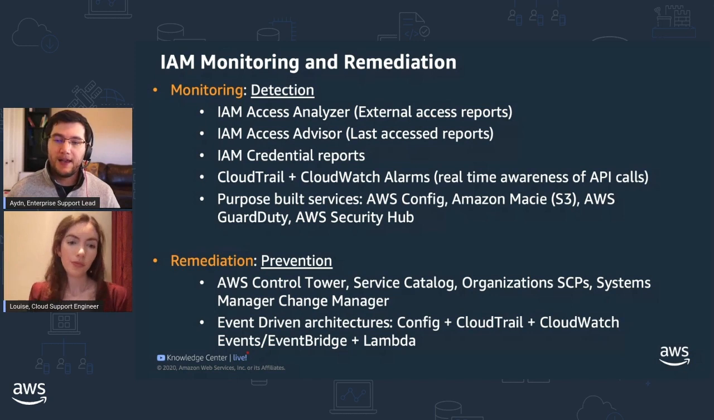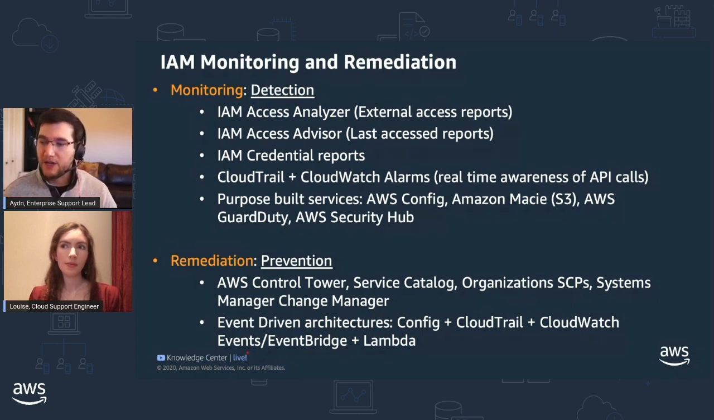I just want to call out there are purpose-built services that we have, such as AWS Config for configuration rule management, Amazon Macie for S3 personally identifiable information awareness, AWS GuardDuty to monitor your DNS logs, VPC flow logs, etc., and Security Hub to tie everything together and aggregate.